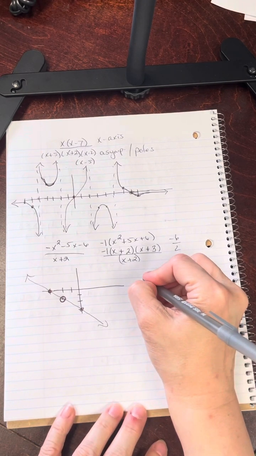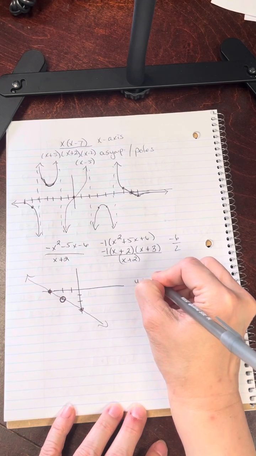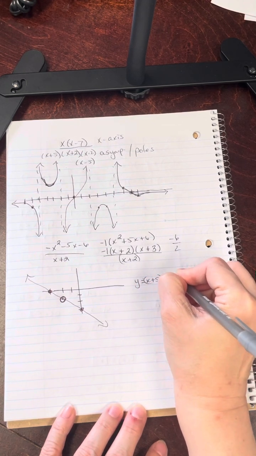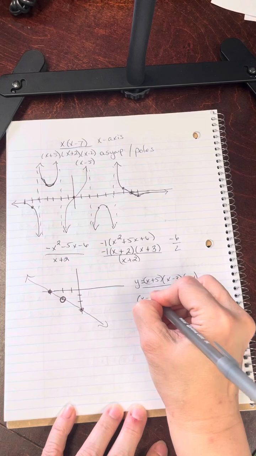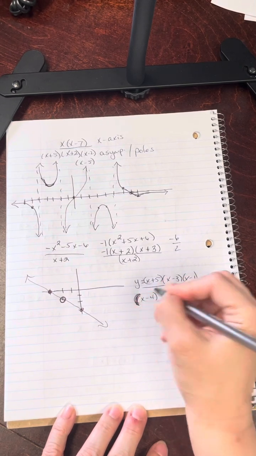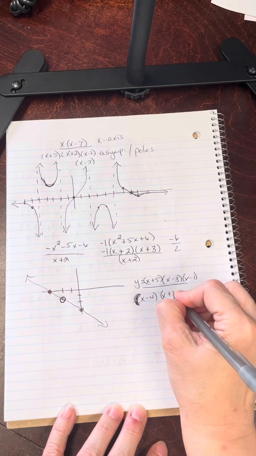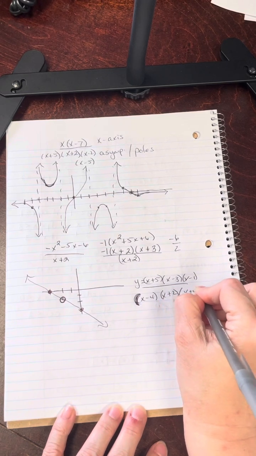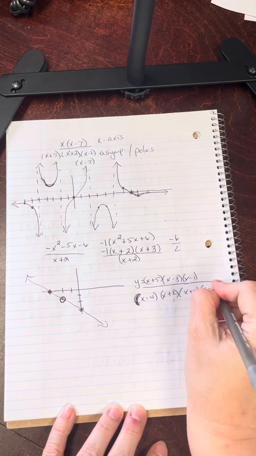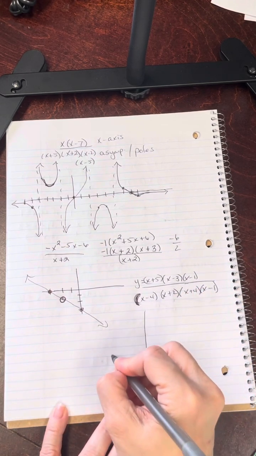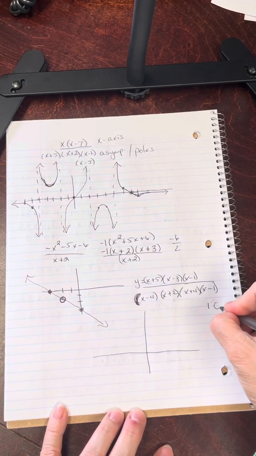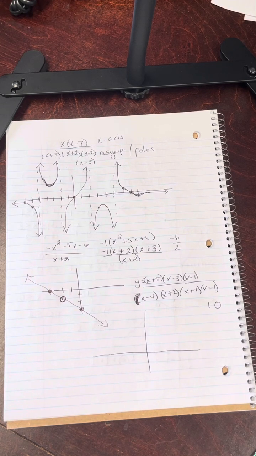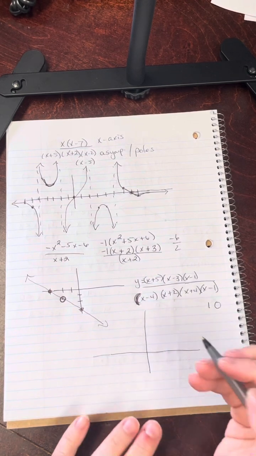Example 3 gives us y equals x plus 5, x minus 3, x minus 1, over x minus 4, x plus 2, x plus 4, and x minus 1. So do I have any place that is the same in both the top and the bottom? Yes, the x minus 1s. So at 1, I know I'm going to have a hole or a gap. Any others? No.